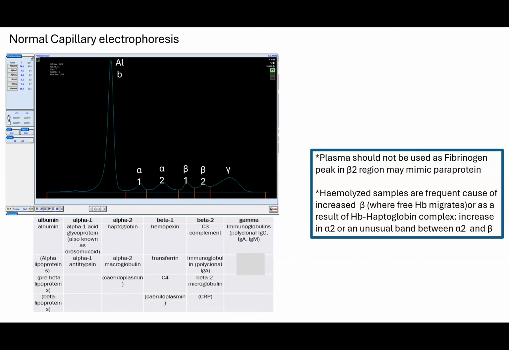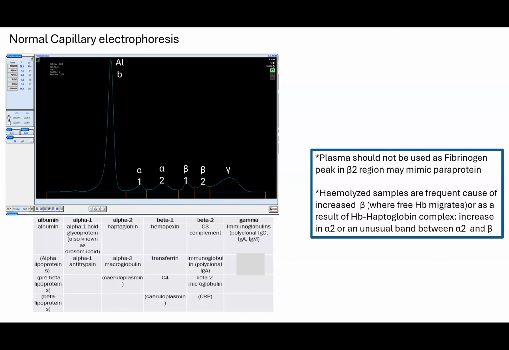And then in the alpha-2 region, we've got haptoglobin and alpha-2 macroglobulin. In the beta-1 region, we've got hemopexin, transferrin, C4. Ceruloplasmin can be seen both in the alpha-2 region and the beta-1 region. And in beta-2, we see C3 complement, beta-2 microglobulin, but also that's where CRP is as well.